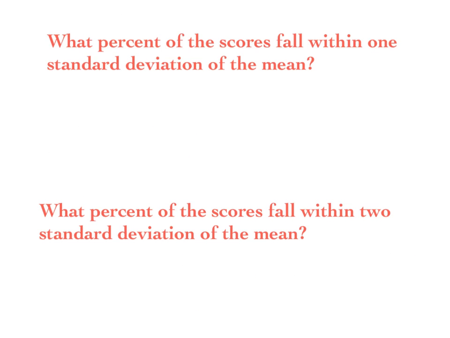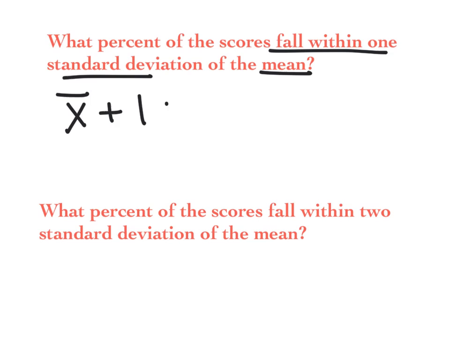Okay, now the fun questions. What percent of the scores fall within one standard deviation of the mean? Well, this is simple. You basically write 2 little equations. It says 1 standard deviation within the mean. So you begin with your mean, and your standard deviation can go above it and below it. So you say it's the mean plus 1 standard deviation, and the mean minus 1 standard deviation.